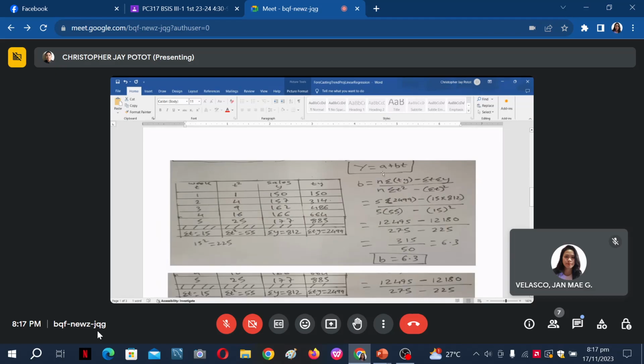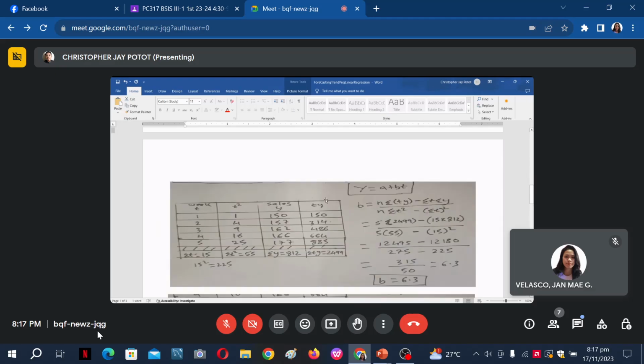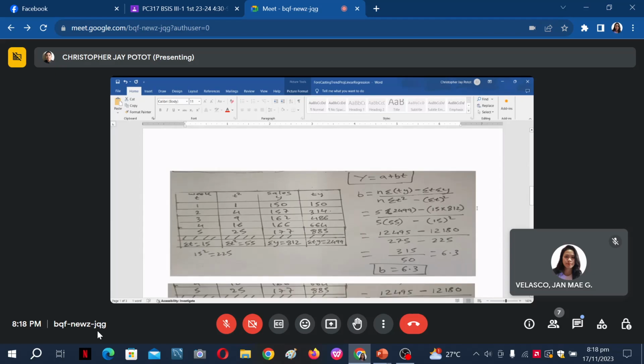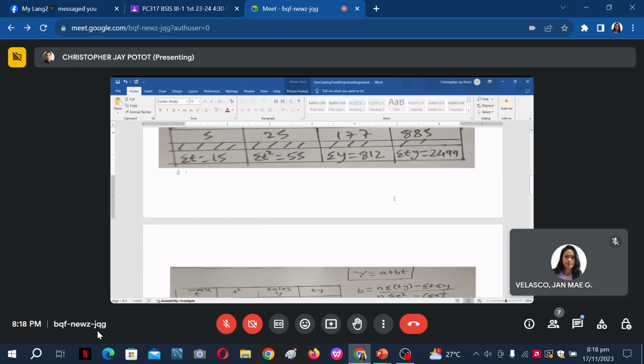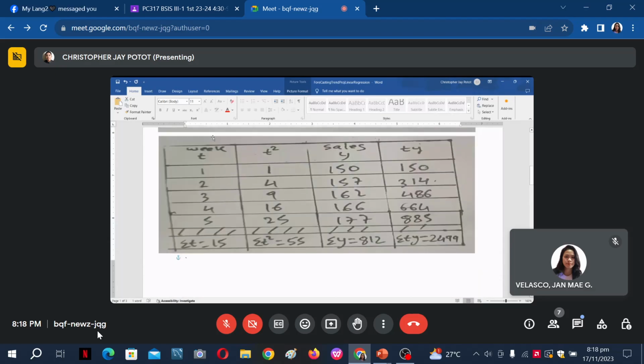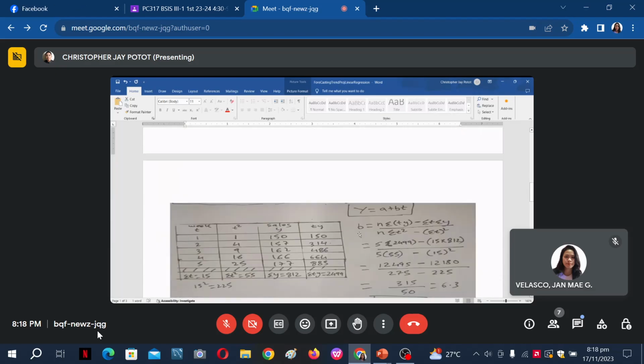So we can now find the value of b by plugging in those values that we found from our table. Again, we must follow the b formula, which equals n times the summation of ty, minus the summation of t times the summation of y, over n times the summation of t squared, minus the quantity of the summation of t, squared. To plug in those values, since we have 5 weeks, there are 5 data points in here, so that is the value of n.